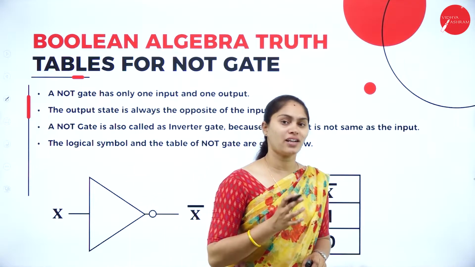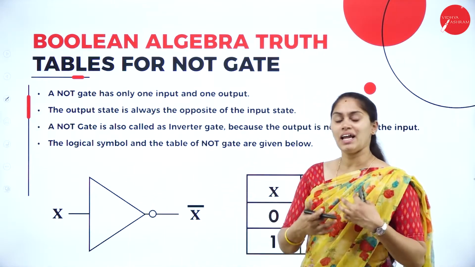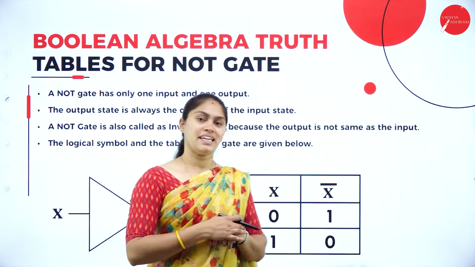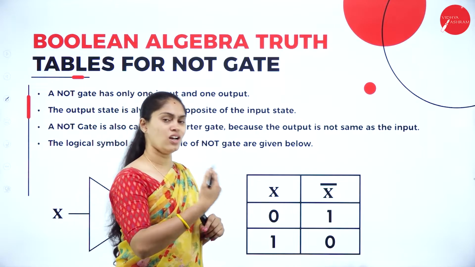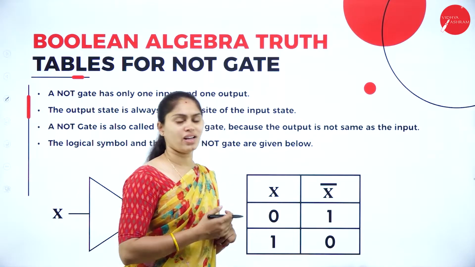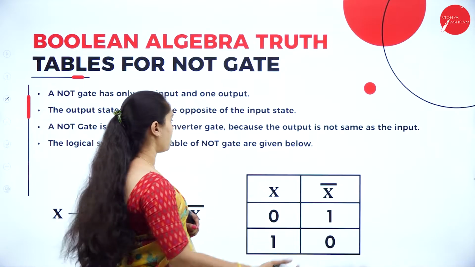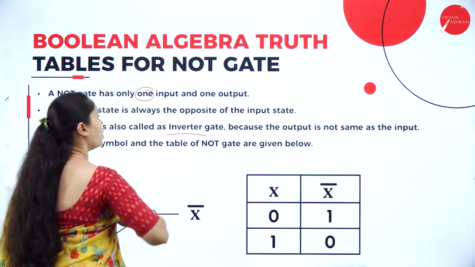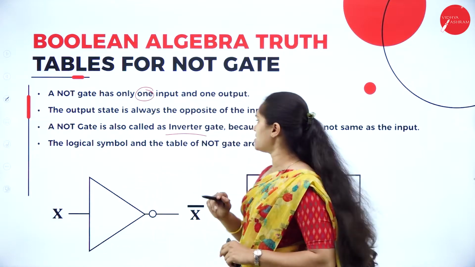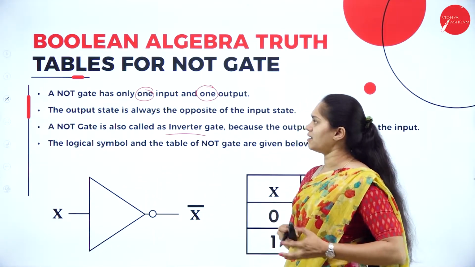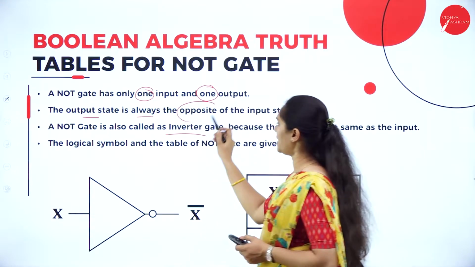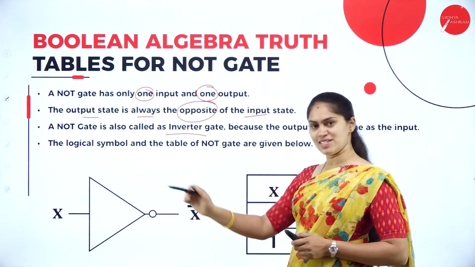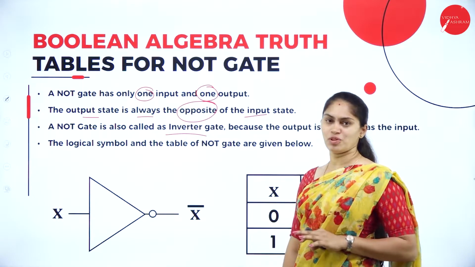Then what about NOT gate? NOT, that is what? Inverter. If I say yes, then it will say no. If I say no, then it will say yes. That is, if my input is 0, output will be 1. If my input is 1, then the output will be 0. That's why we are calling it an inverter gate. It takes only one input signal and produces only one output signal. And the output state is always opposite to the input state. As I told earlier, if I say yes, it will say no. If my input is 0, the output will be 1.